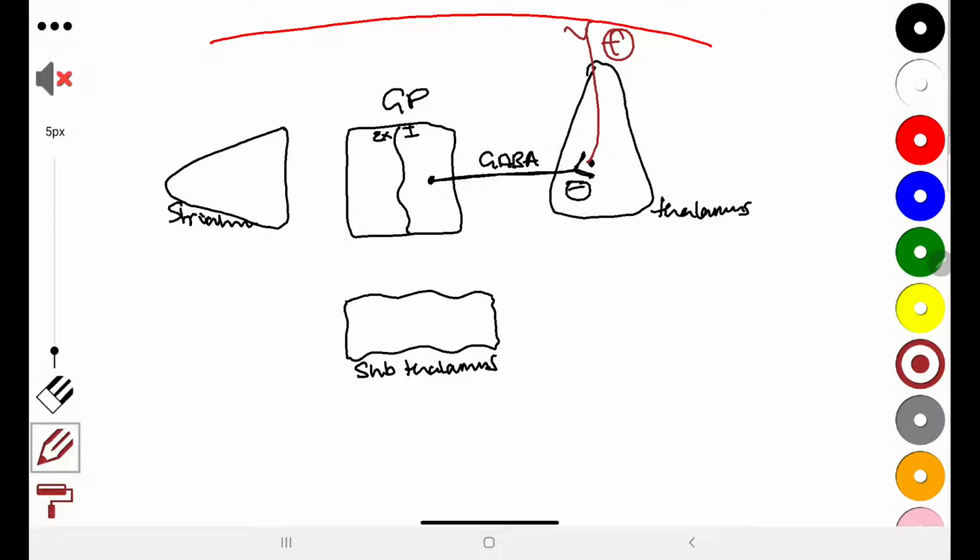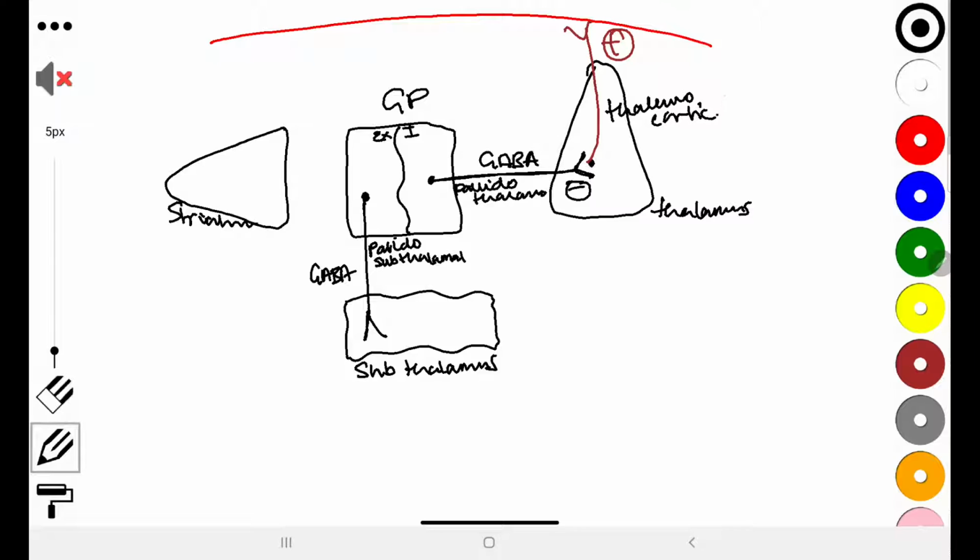So at rest, this is what you're going to see. We have another tonic one that is between the globus pallidus externus and the subthalamus. Because I've drawn it in black, you can tell that this is also GABAergic. Maybe we can name them. So this is the pallidosubthalamo, and of course this is the pallidothalamo. This is the thalamocortical fiber, and this is glutamate.